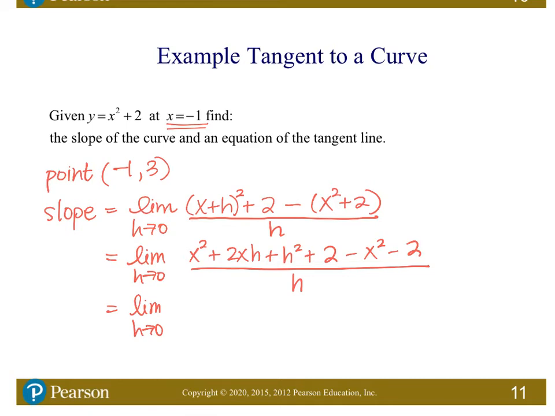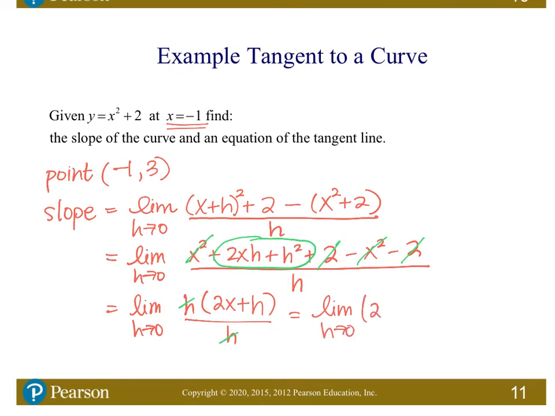The squared terms cancel each other out. The 2's cancel each other out, leaving me with 2xh and h squared, which have the common factor of h. So I can take h out, leaving me with 2x plus h, still over h. Once I've factored, the h terms reduce, and I'm left with still the limit as h approaches 0 of (2x plus h), which is going to be 2x when h is 0.